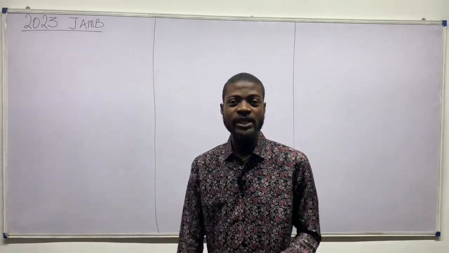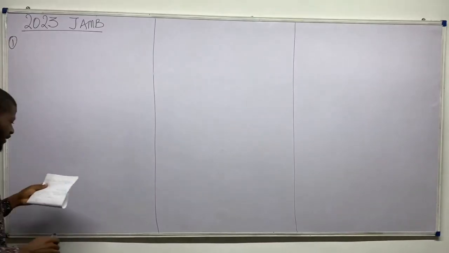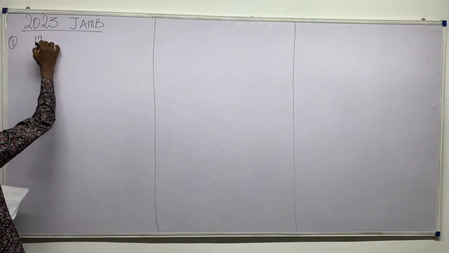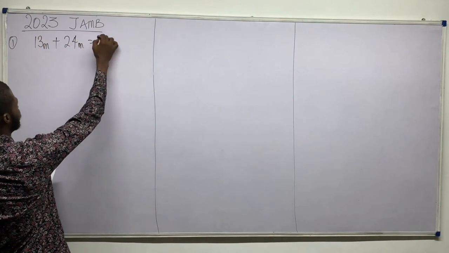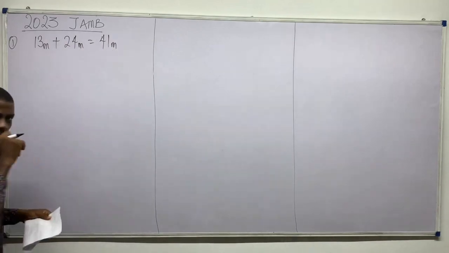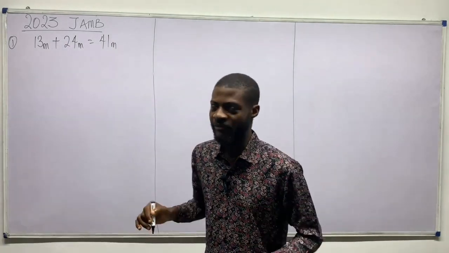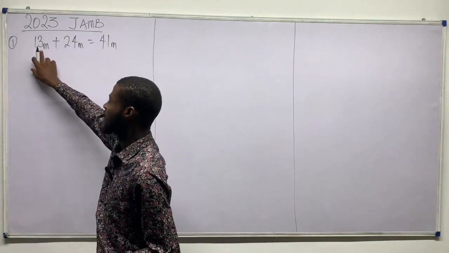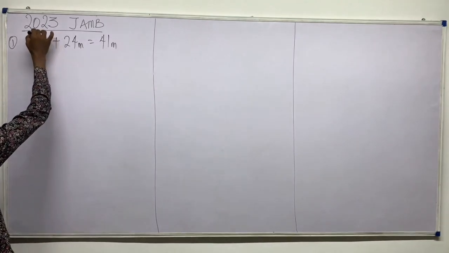So the first question says, find the value of m if 13 base m plus 24 base m is equal to 41 base m. So that's number bases. To get started, the first thing we have to do is to convert everything to base 10. So what we simply do is we'll put 0 here, we'll put in 1.